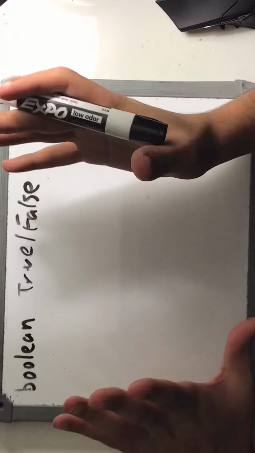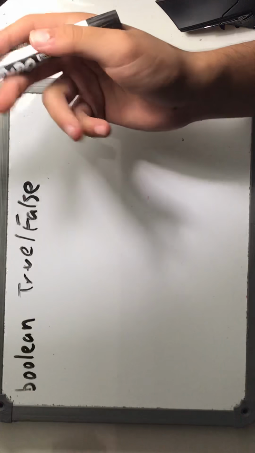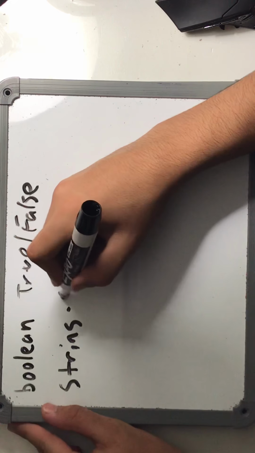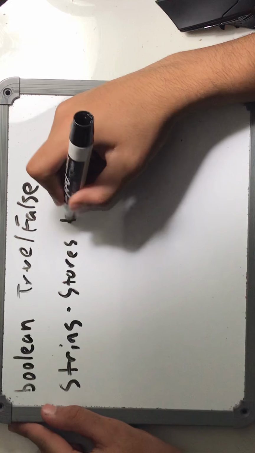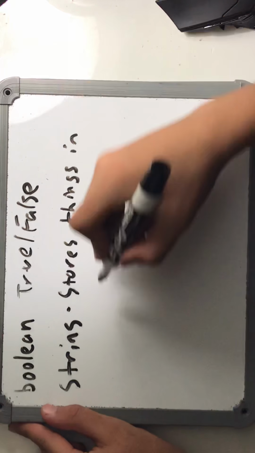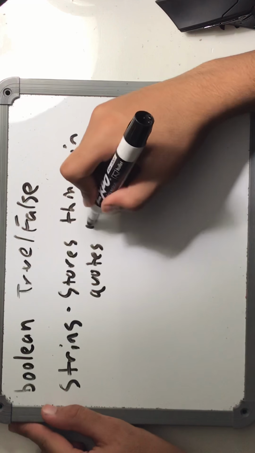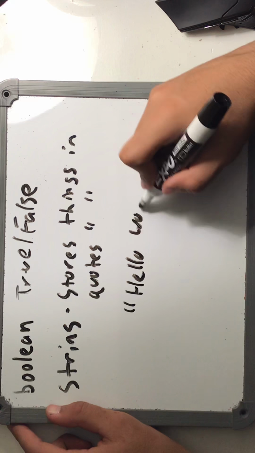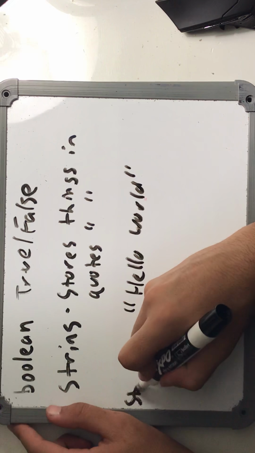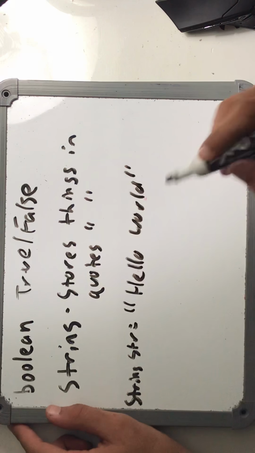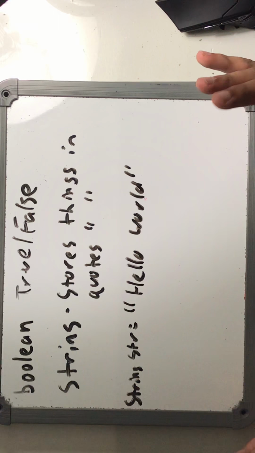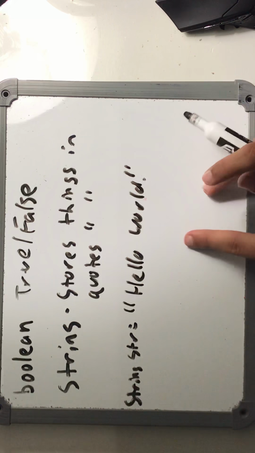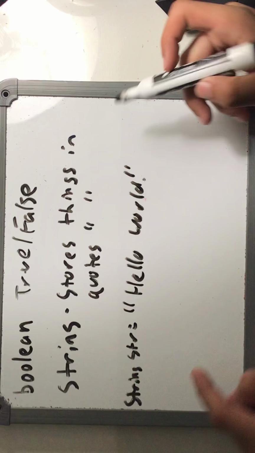Now there is one more data type. It's not a Java primitive data type, but it's used so commonly that we think of it as a primitive data type, and that's a string. What a string does is it stores things in quotes. So if you want to store hello world, you would use a string. I don't know, string str. So now hello world is a string. It's kind of like a sentence is going to be held in this variable that's called str, and that's going to be held in these quotes.